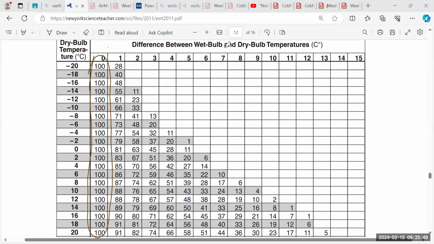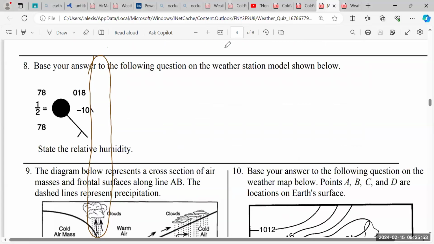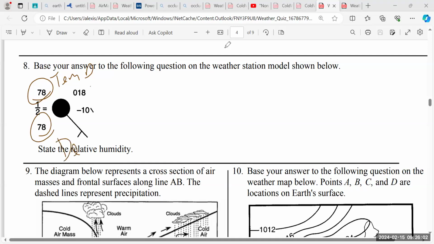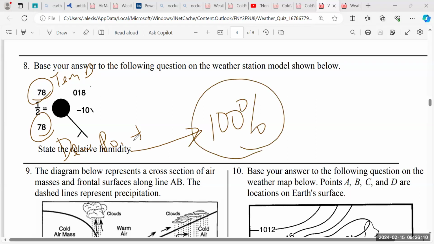So that just lets us know that when the air temperature and the dew point temperature are equal to each other, the relative humidity is going to be 100%. The air is saturated.